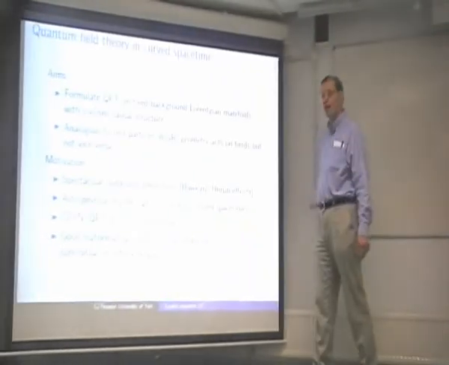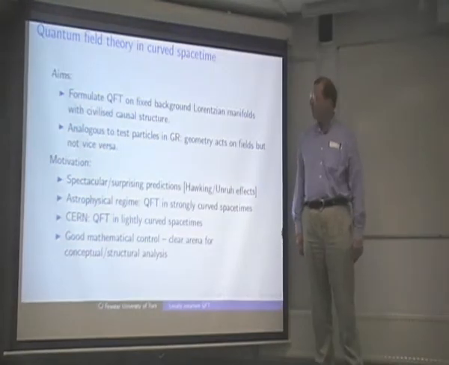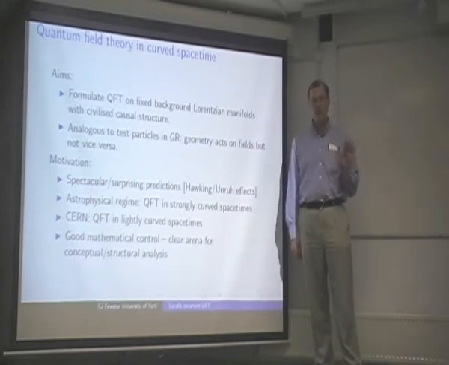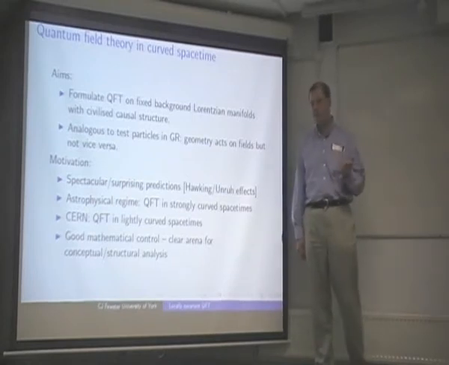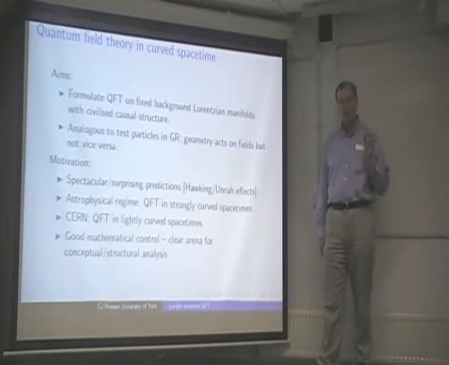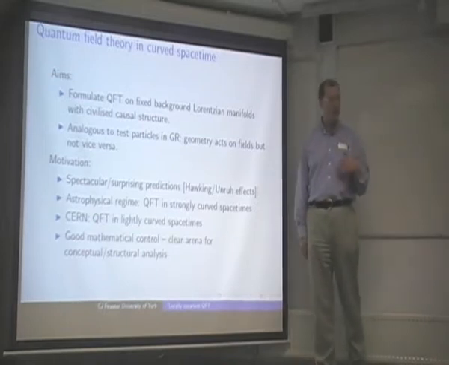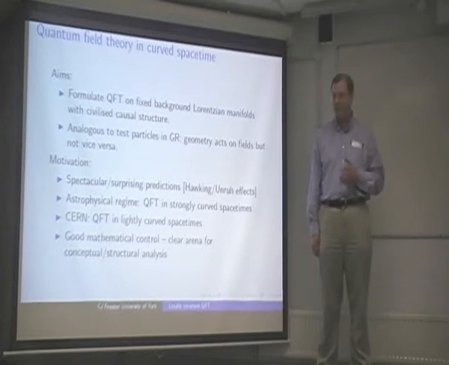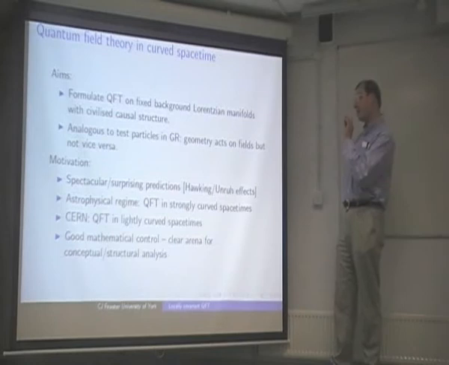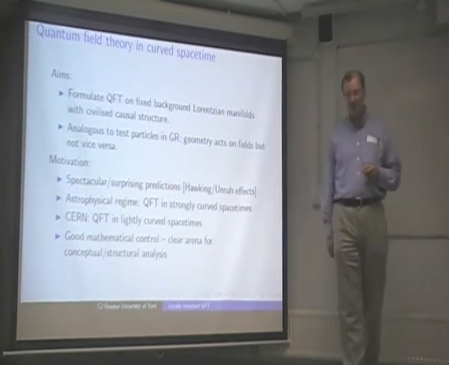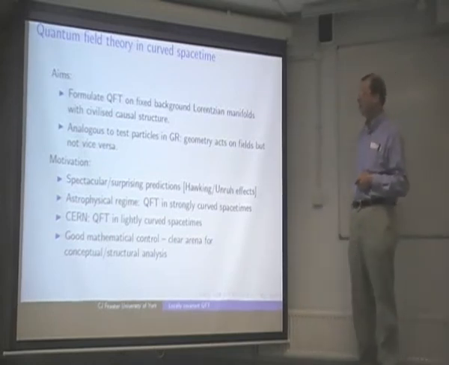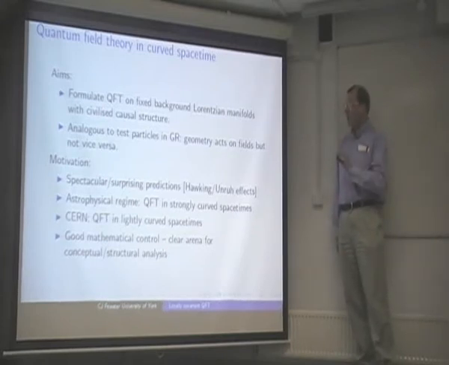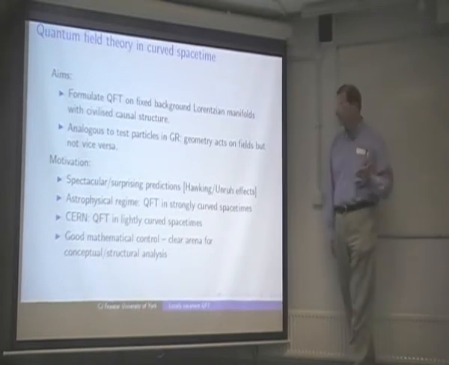Let's just start anyway. So what is quantum field theory in curved spacetime about? It has the aim of formulating quantum fields on fixed background Lorentzian manifolds with civilized causal structure. We're going to throw away the idea of time travel, despite the fact that it might help with the scheduling. For the purpose of the talk anyway, abandon any notion of time travel. The manifolds affect the quantum fields, but not vice versa. I'm not doing quantum gravity.